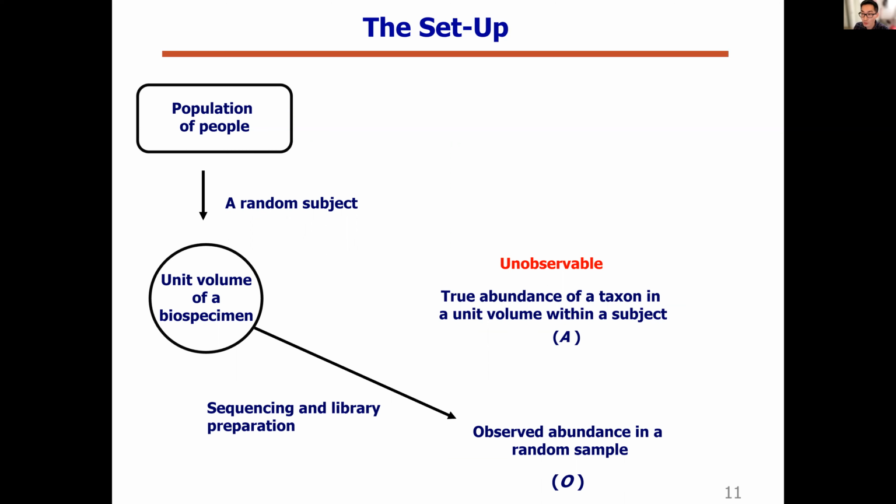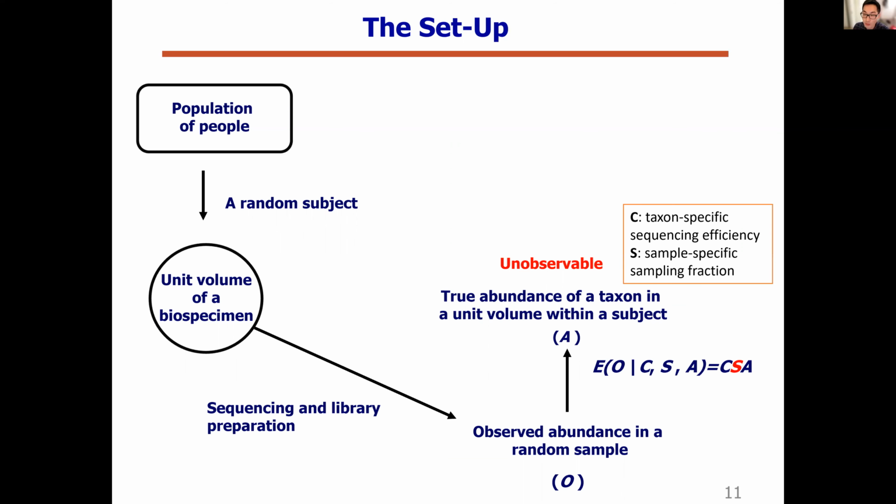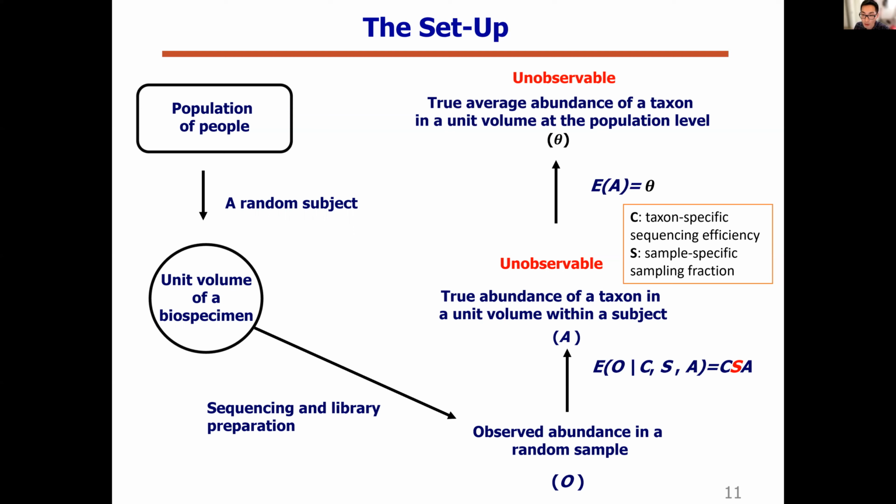So how can we link these two random variables together, the observable O to the unobservable A? Here is the formula we proposed. Given C and S, where C is a taxon-specific sequencing efficiency and S is the sample-specific sampling fraction, and given the unobservable quantity A, on average the random variable O equals A times a multiplicative factor, which is the product of C and S. And then we can make an inference from the formula. The parameter of interest is actually the average of A, which is the true average abundance of a taxon in a unit volume of ecosystem at the population level. We denote it as theta.